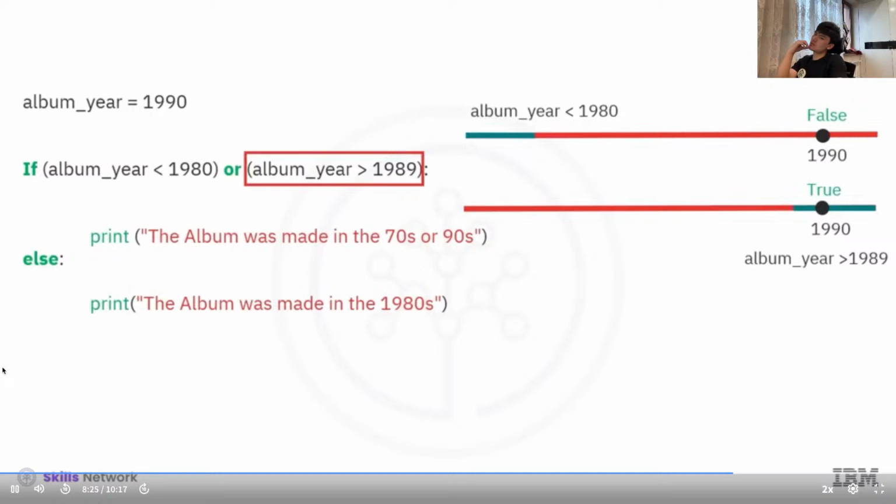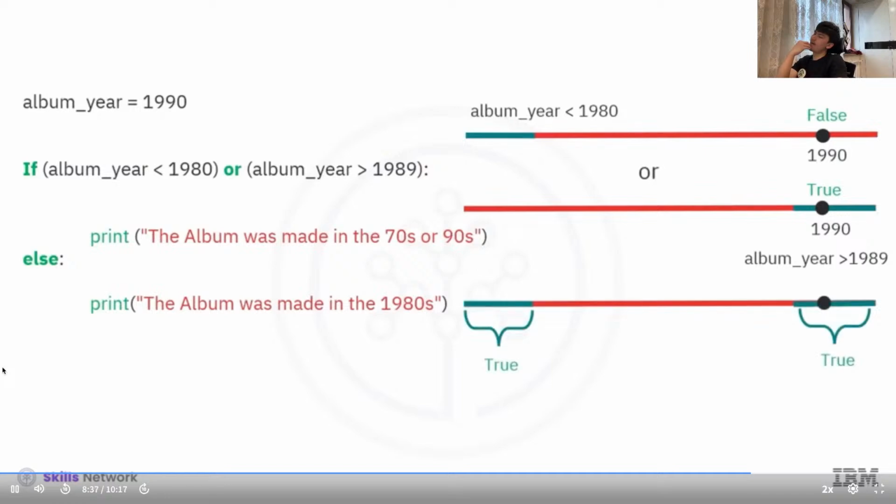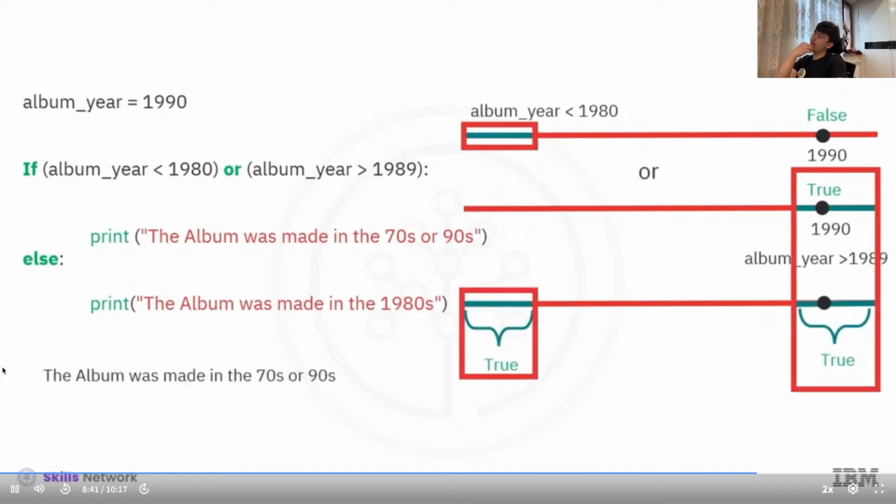Examining the second condition, we see that 1990 is greater than 1989, so the condition is true. We can verify by examining the corresponding second number line. In the final number line, the green region indicates where the area is true. This region corresponds to where at least one statement is true. We see that 1990 falls in the area. Therefore, we execute the statement.